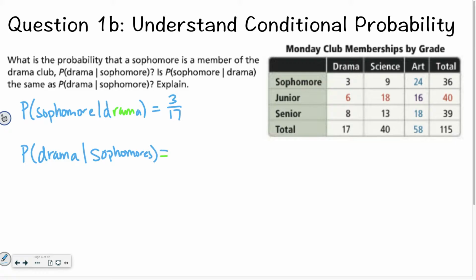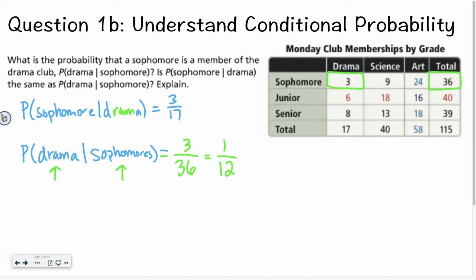So hopefully you've caught on to the trend. Whatever's listed first is the top number of your fraction. Actually, I'm going to start with the last one because the last one tells you your total sample size, right? So I'm going to say, I have 36 sophomores to choose from. And if I'm looking for sophomores that are also in the drama club, that would be 3. So if I simplify that, it becomes 1/12.